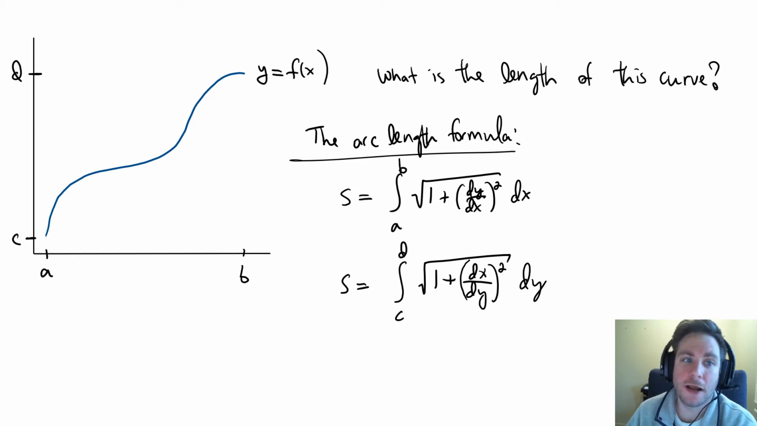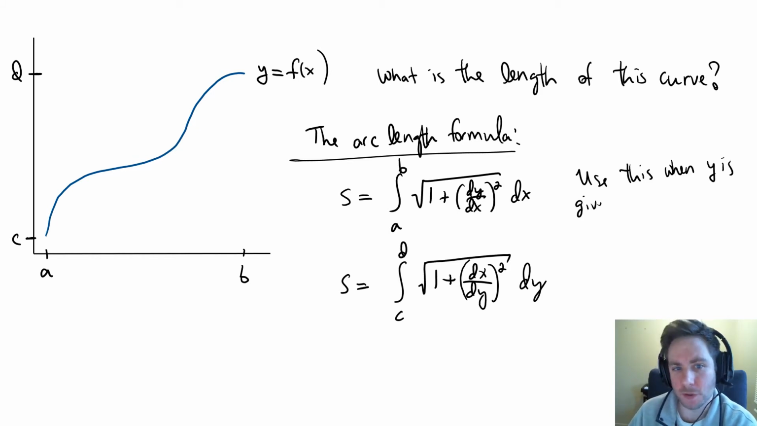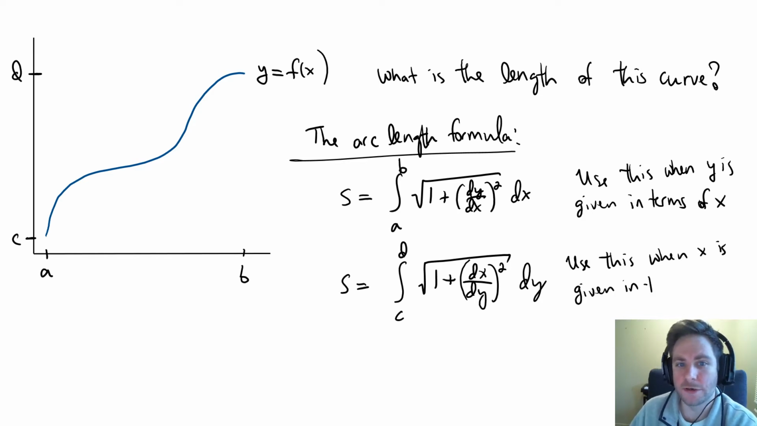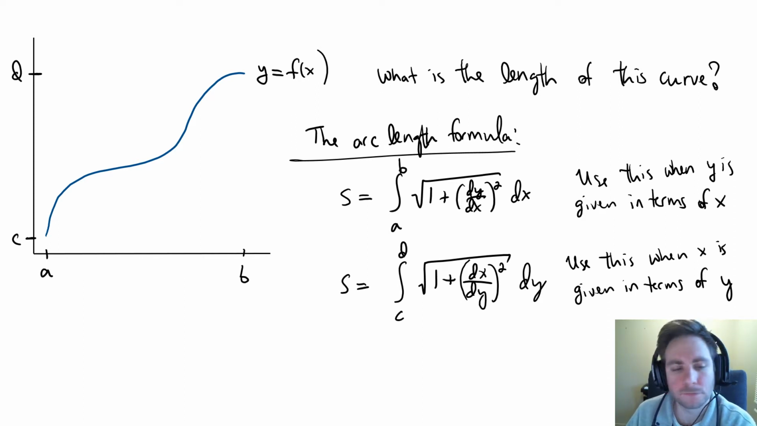So we see there are actually two different formulas you can use for calculating arc length. Generally speaking, you'll use the first one when you're given a function y in terms of x, and you'll use the second one when you're given a function x in terms of y. We'll look at some examples later on in the video.